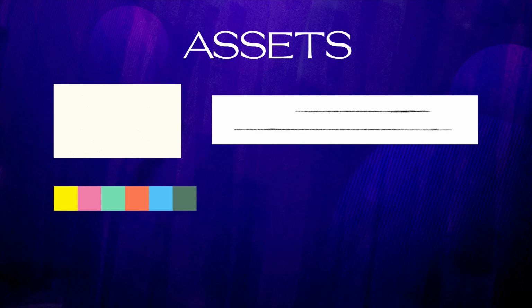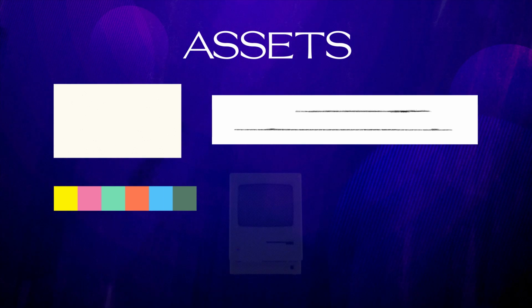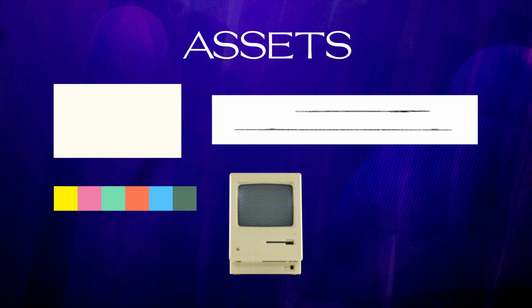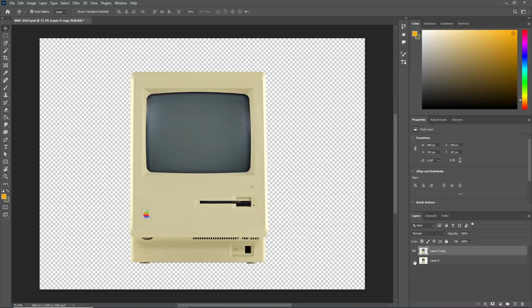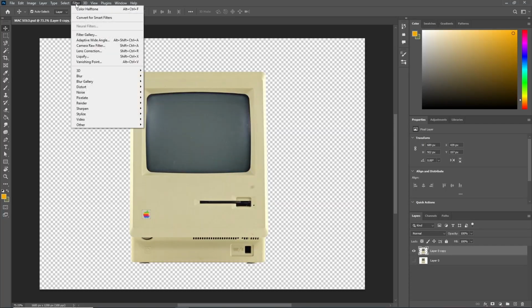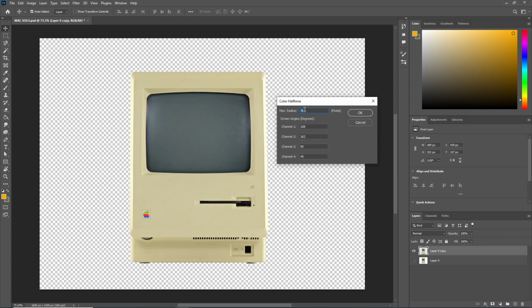Now for the pictures. I basically found some pictures over the internet and treated them using Photoshop. For the first one, I got rid of the background, then went to filter, pixelate, color halftone. Here, I just changed the max radius to 4 and that's all.